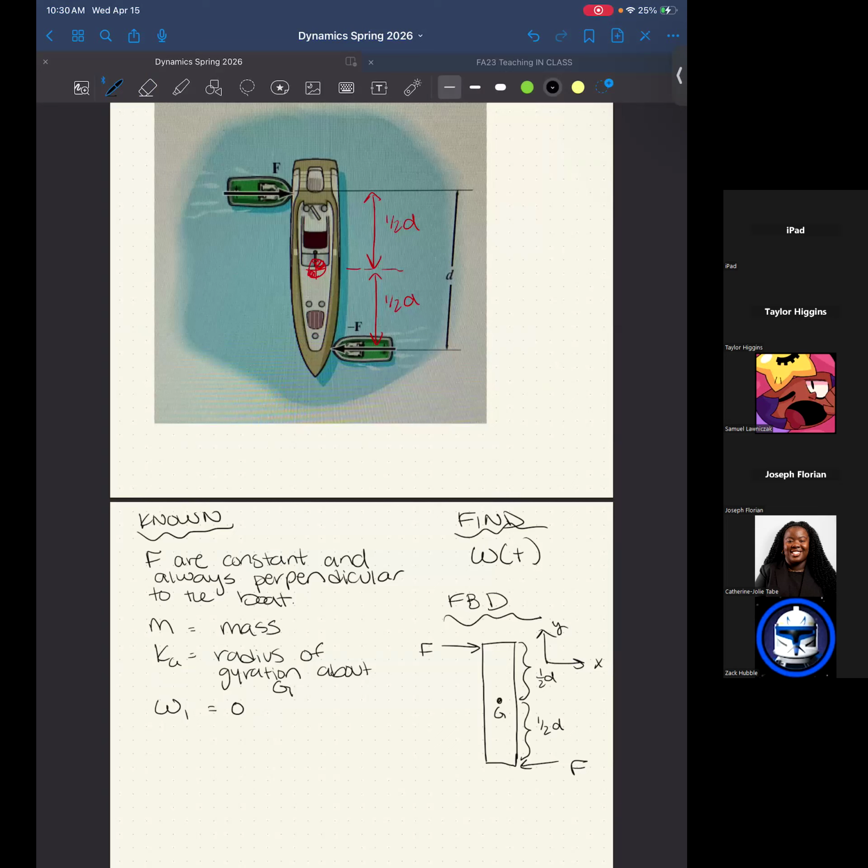For the bottom force, are we negative? Are we just assuming, don't worry about it? It's just force in the direction shown. Okay.